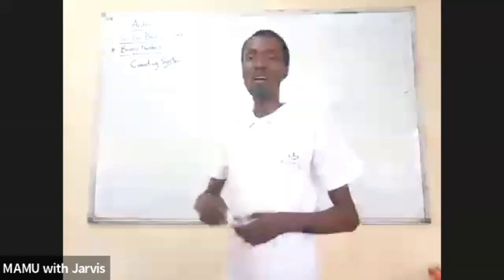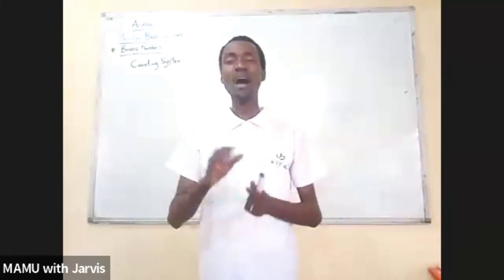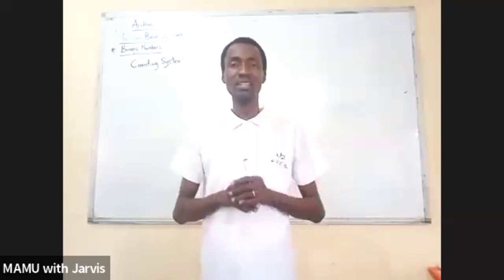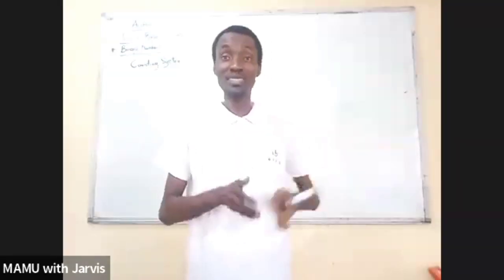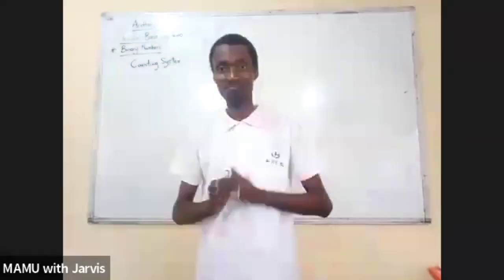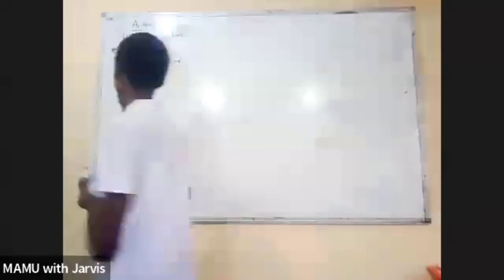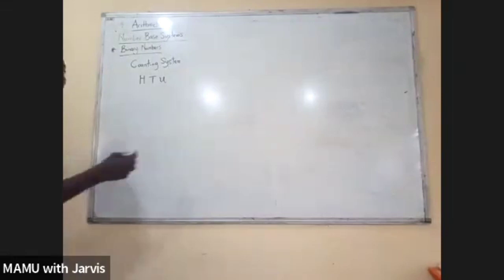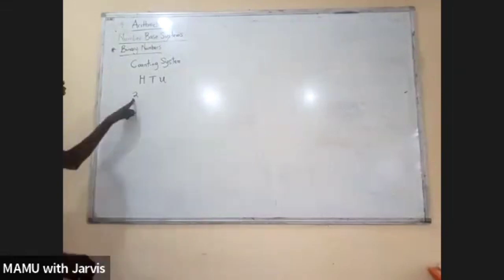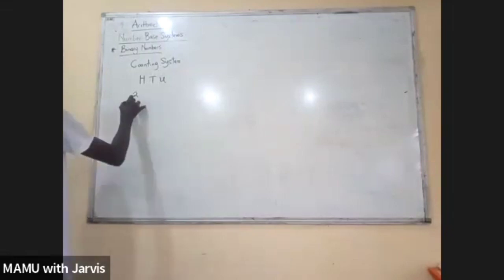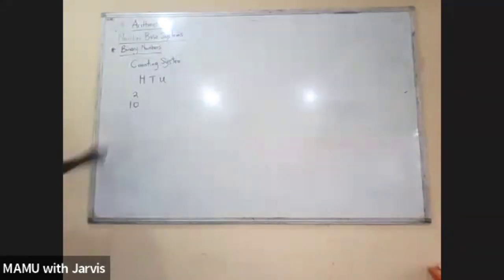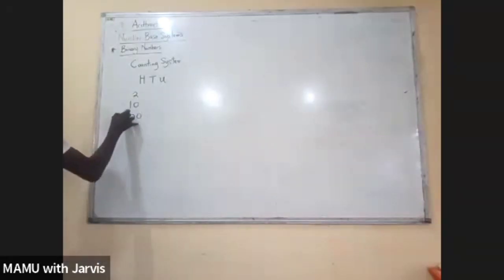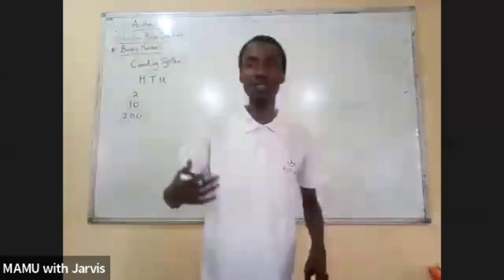Looking at our counting system, counting systems are best explained in what we call bases. Conventionally, right from primary school till this time, you have been taught base 10. If you remember, you were taught something called hundreds, tens, and units. So if I write a number, for instance, 2, it will mean units. If I write 10, it will mean ten. If I write 200, it will mean two hundred. Emphasis on the digits. So these numbers are counted in what?